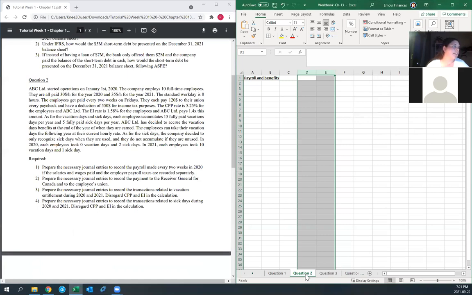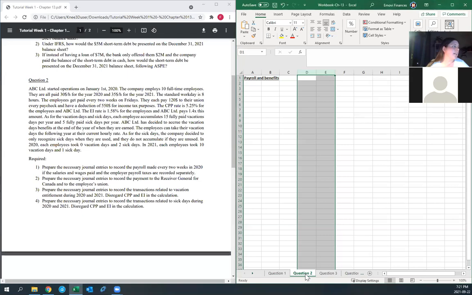As for the vacation days and sick days, each employee accumulates 15 fully paid vacation days per year and 5 fully paid sick days per year. ABC Limited has decided to accrue the vacation days benefit at the end of the year when they're earned. The employees can take their vacation days the following year at their current hourly rate. As for the sick days, the company decided to only recognize sick days when they are used, and they do not accumulate if they are unused. In 2020, each employee took 0 vacation days and 2 sick days. In 2021, each employee took 10 vacation days and 1 sick day. A lot of information, we'll go through it as we go.